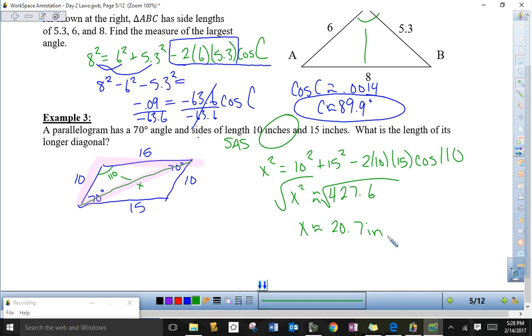Okay, always double check, make sure that's reasonable. Okay, in our picture here, we've got the longest side. It has to be bigger than 15, and it definitely is.